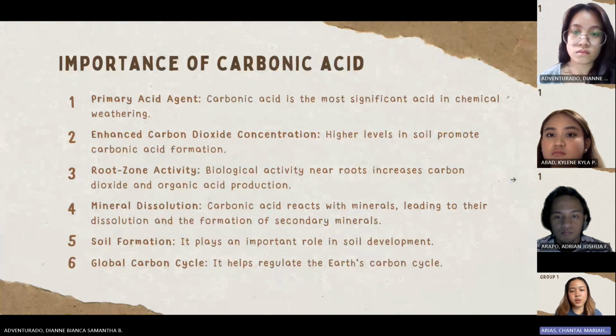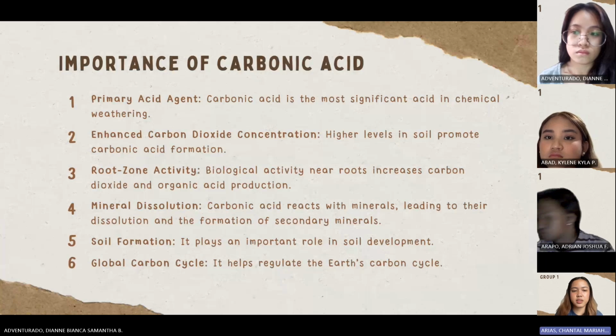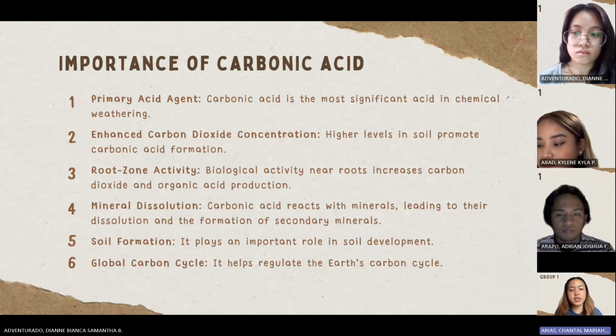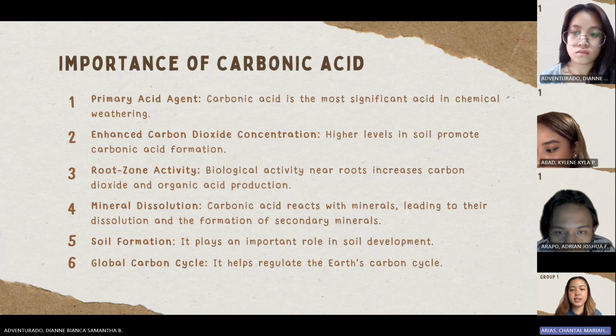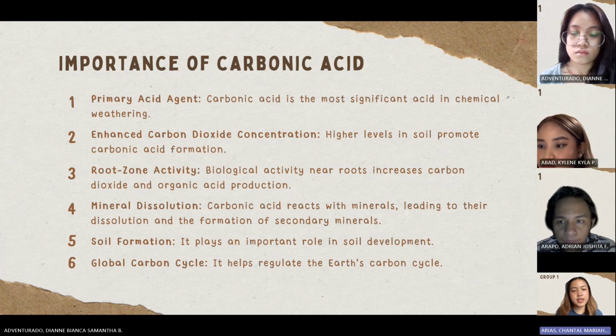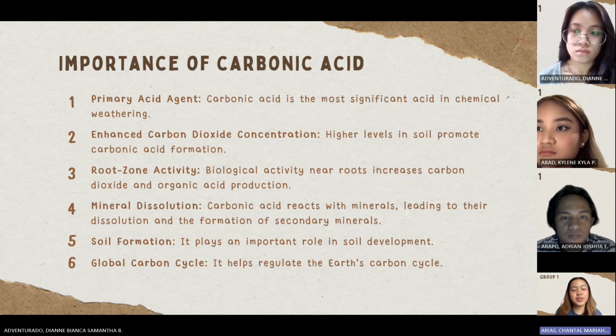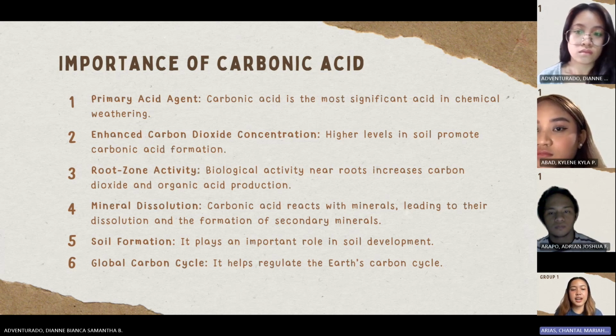So here are the importance of carbonic acid. First is it is a primary acid agent. Carbonic acid is the most significant acid in chemical weathering. It forms, as mentioned earlier, when carbon dioxide reacts with water, creating a weak acid that can dissolve minerals. Next is enhanced carbon dioxide concentration. Higher carbon dioxide level in soil promotes carbonic acid formation.